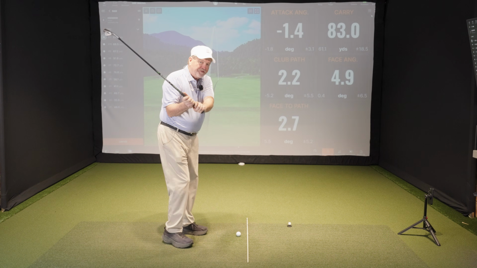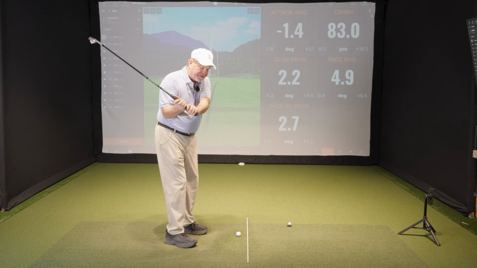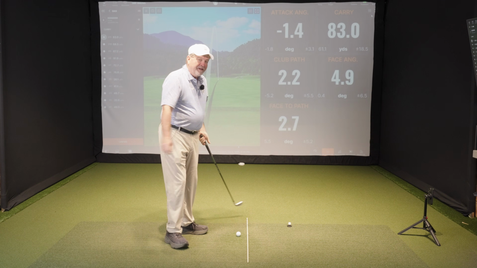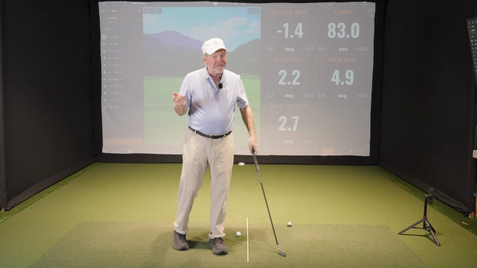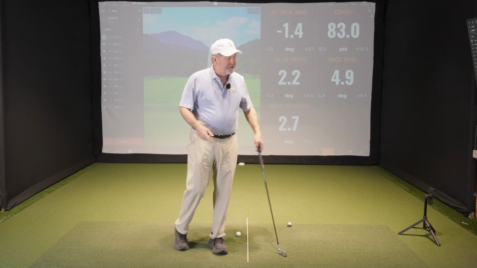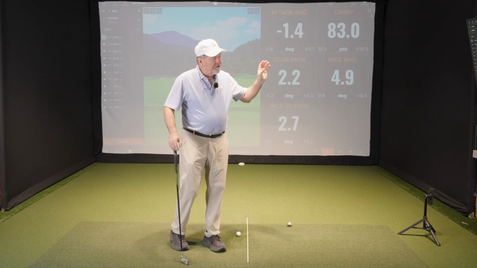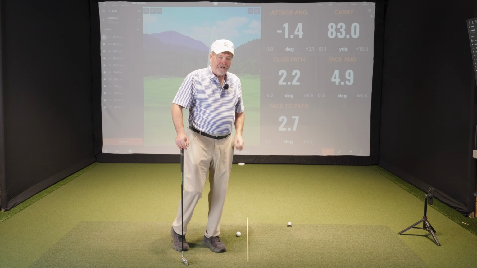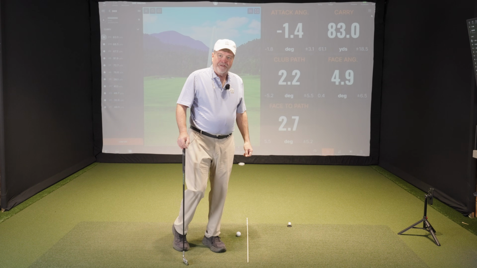And usually open club faces cause paths to the left, because if you're really open, you have to swing left to correct for your slice. But it's a never-ending cycle. So if you'll concentrate on face and path and attack angle, it'll really, really improve you as you're working indoors.